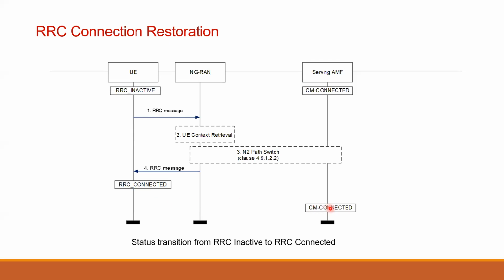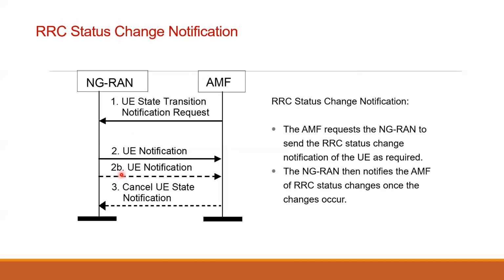And here the user was already in the CM connected state. So the user is going to remain in CM connected state, but between the UE and RAN side, it moves from inactive state to RRC connected state.